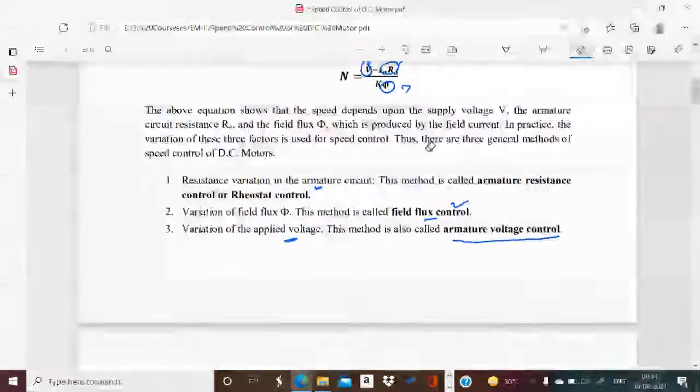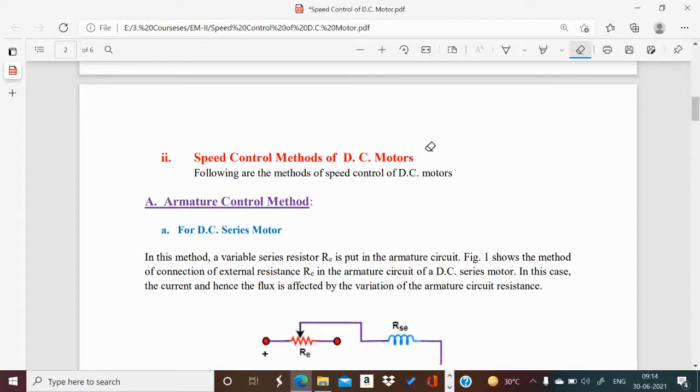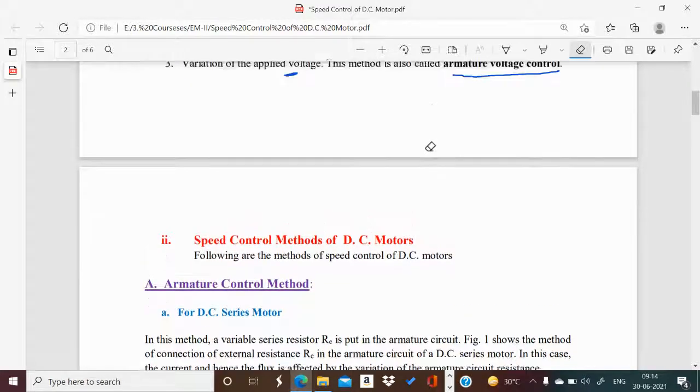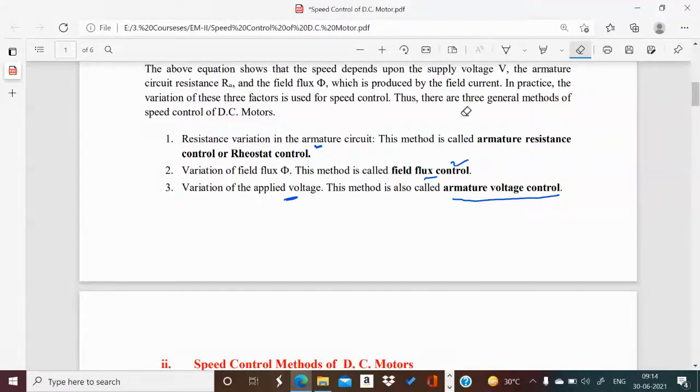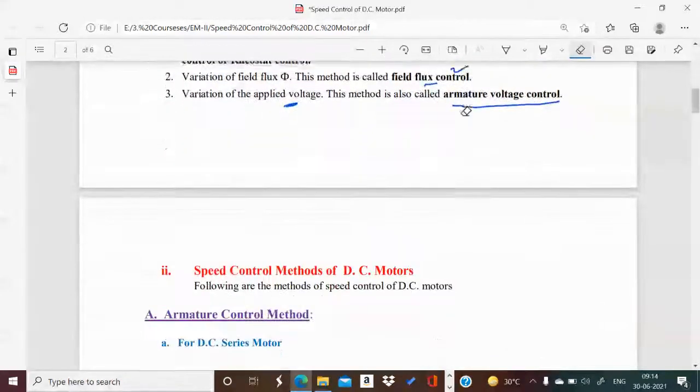So let us discuss these methods one by one. First, take the methods of speed control of DC motor. The following methods are used. Number one is armature control. That means we are taking armature control, that is, armature resistance control. That means we play firstly with this armature resistance, as the name suggests.